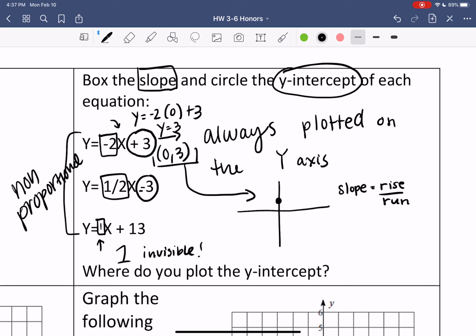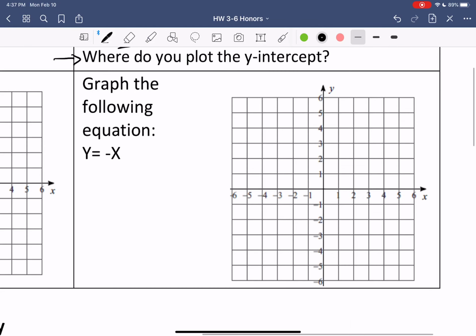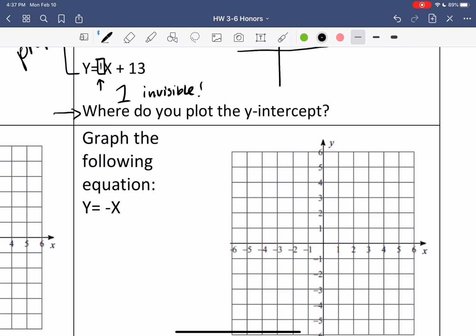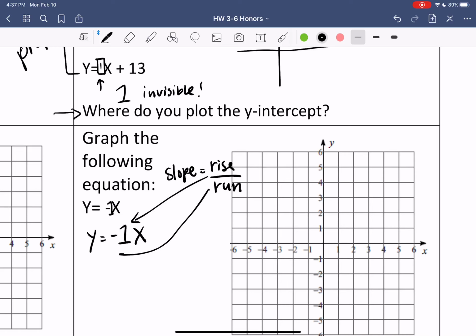All right, and make sure to answer this question here. Graph the following equation, y equals -x. Just like we did before, we have an invisible 1 right there. So we have y equals -1x. Again, when we're looking at slope, we have a rise over run. Right here, we have a rise, but we don't have a run.